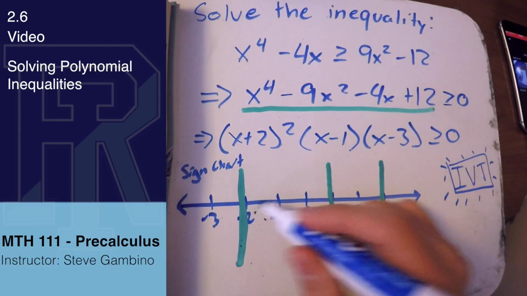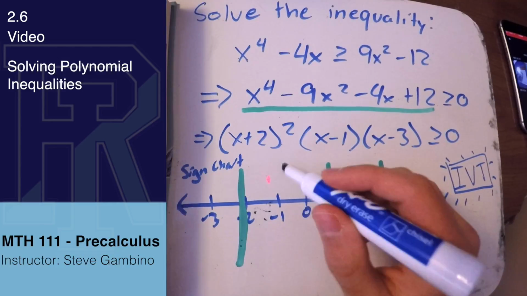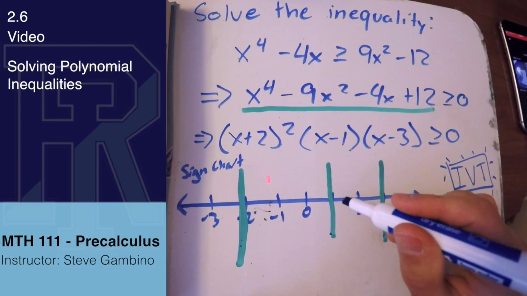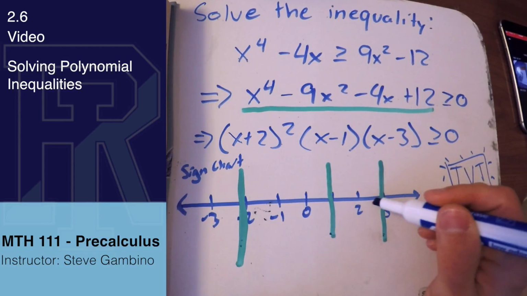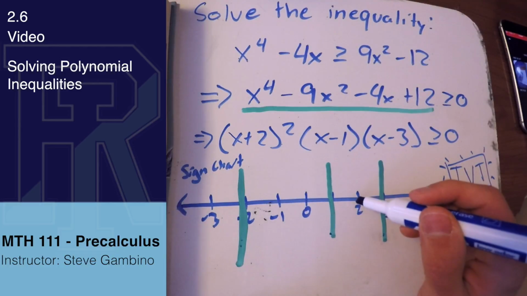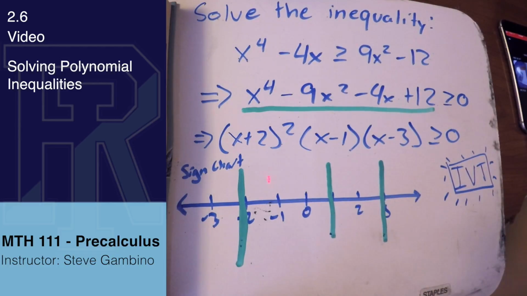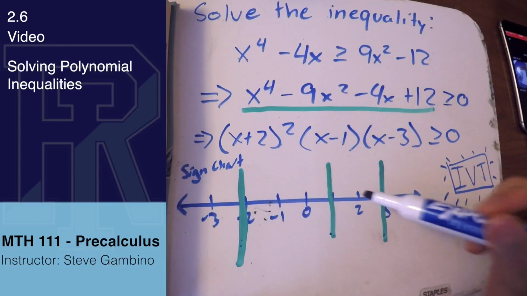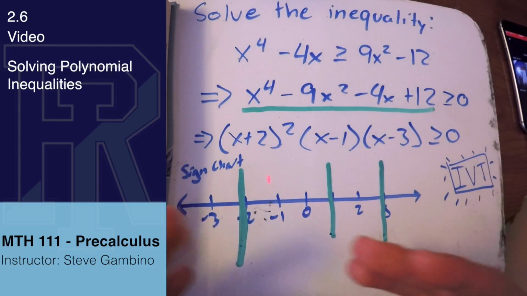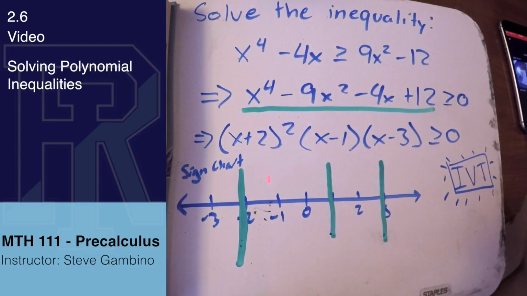So at any point in this region, if this is positive, it has to be positive at all of the points in that region. And at any point in this region, if this was negative, then it would have to be negative at all the points in this region here. Okay? So we can use that idea and just check a single point in each of these spaces to see, is it positive there, is it negative? And that will tell us the behavior of the function, at least as far as what its sign is, across the whole interval.